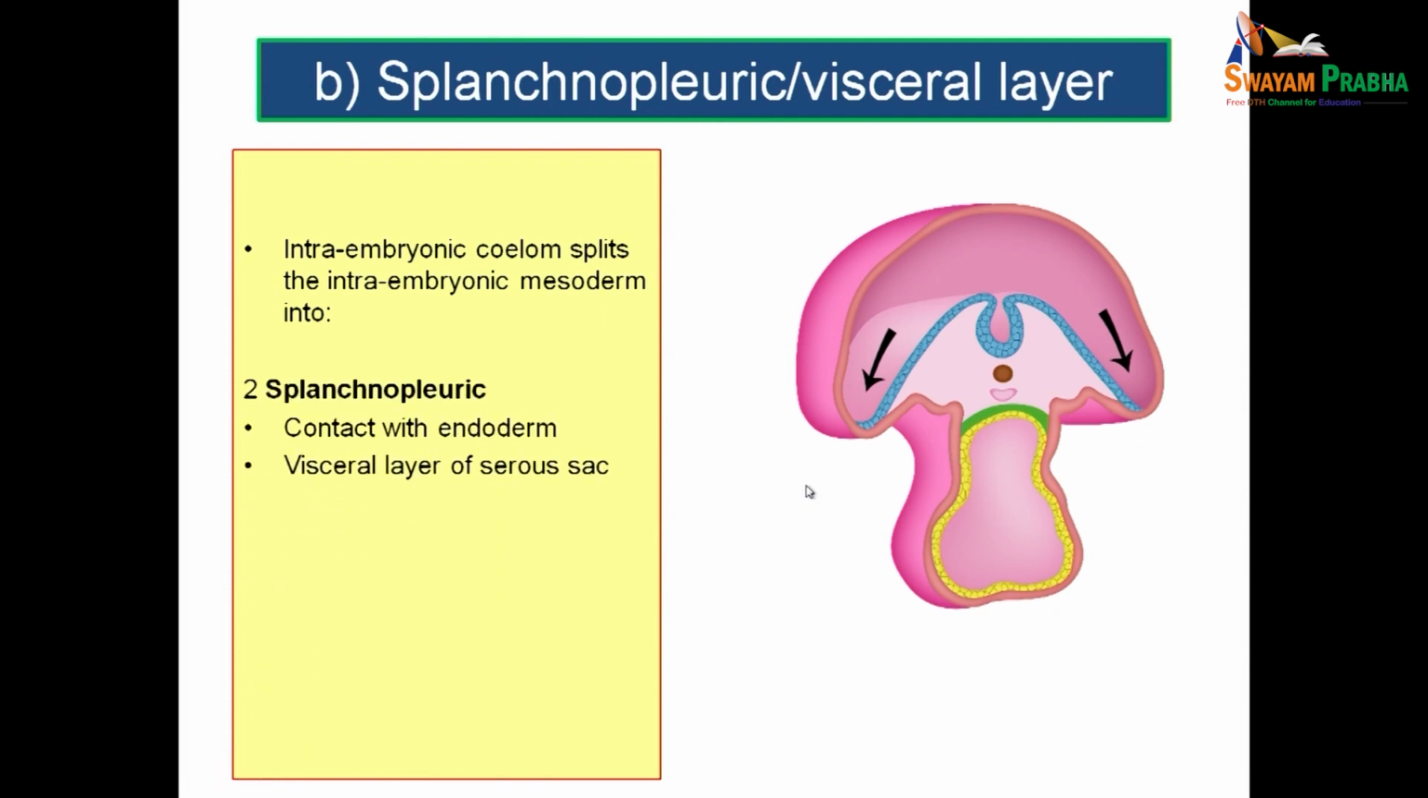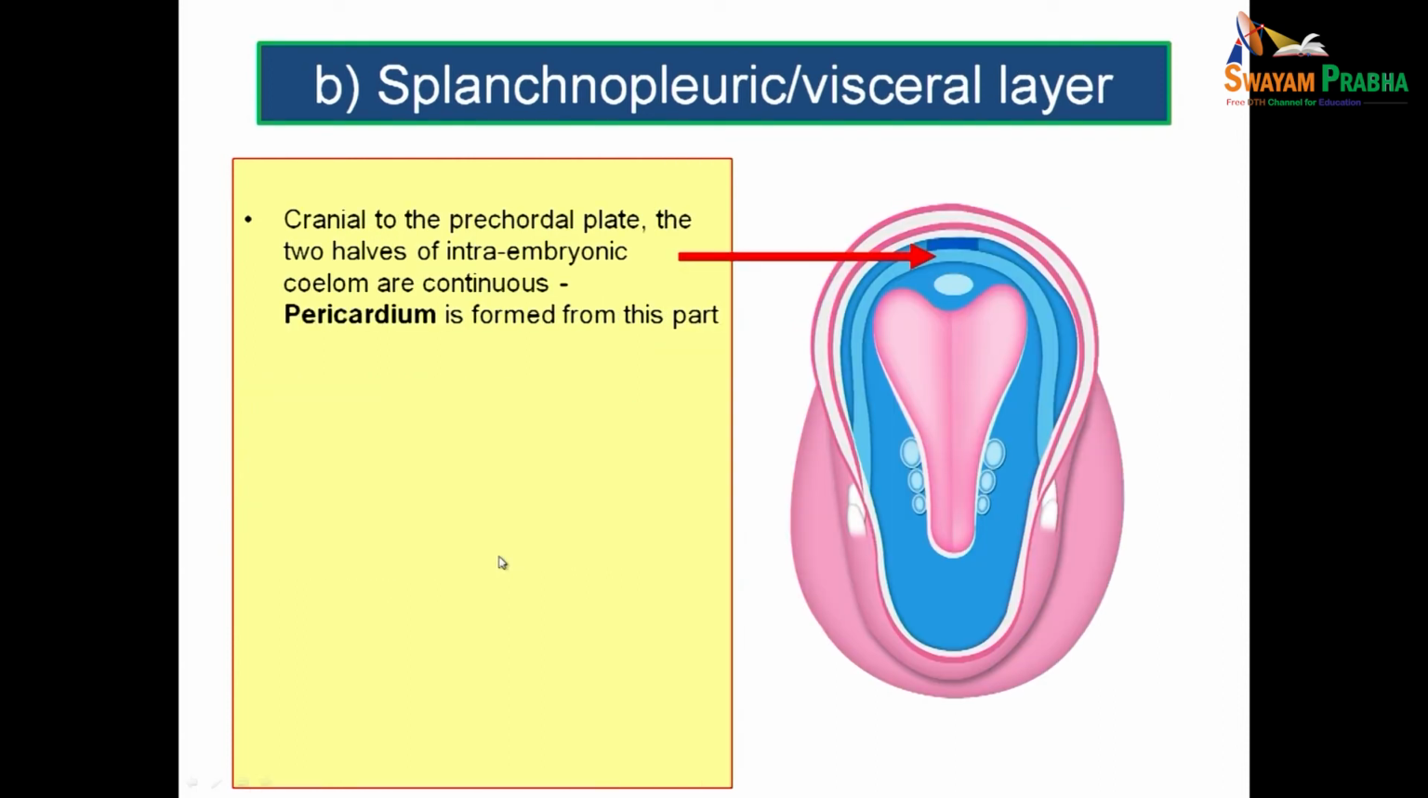So how is it getting differentiated? The splanchnopleuric layer will be giving rise to the visceral layer of the serous pericardial sac. Then it is also giving rise to the musculature and connective tissue of the gut, respiratory tube and heart. So these are the derivatives of the splanchnopleuric layer.